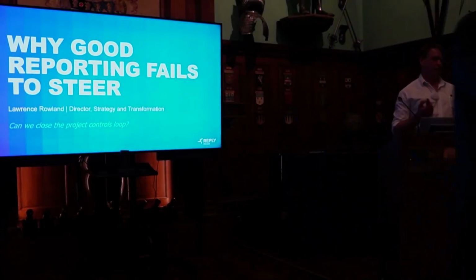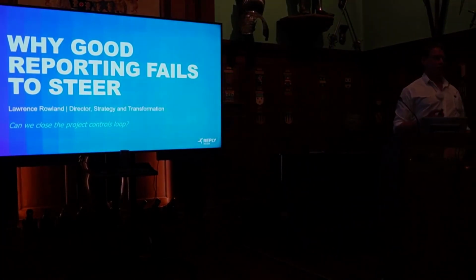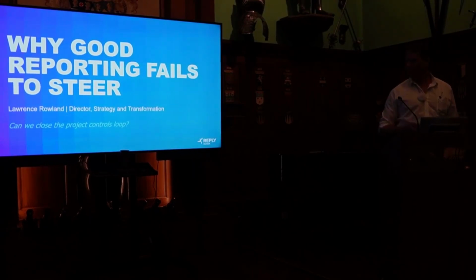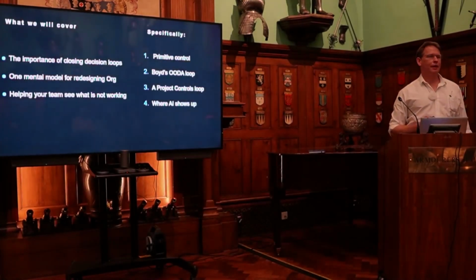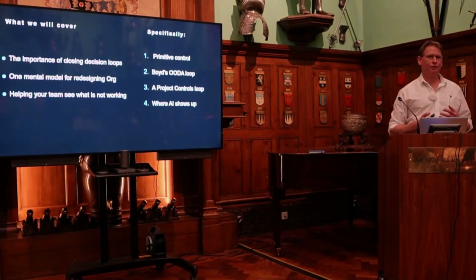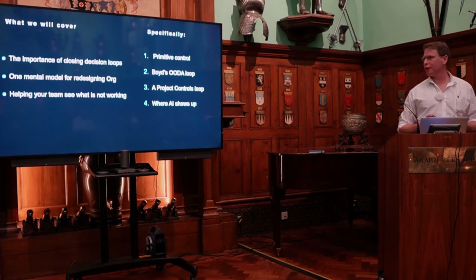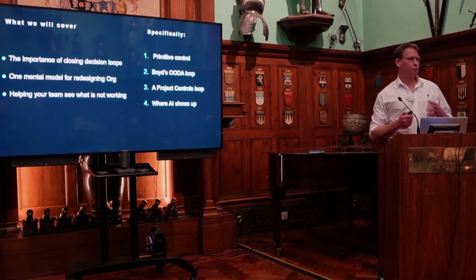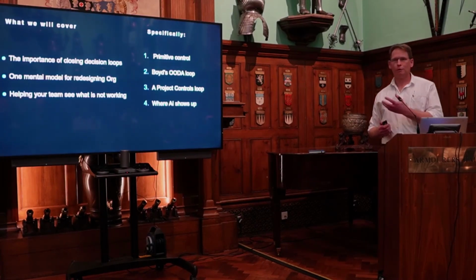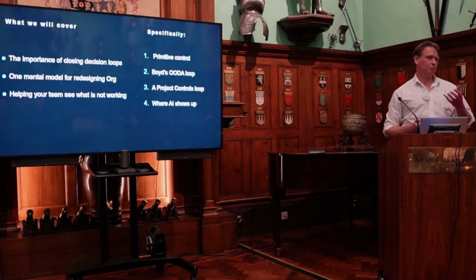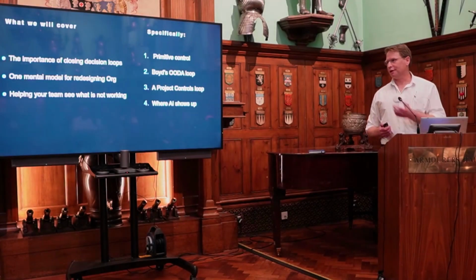So why do we so often have good reporting, but it does not actually, over time, improve project outcomes? We're going to look at just one way of thinking about this, and crucially around how important it is to have decision loops and then make sure that those loops close. It's just one framework, but it's useful because it helps you to diagnose what's going on, and it's also a useful way to motivate your team to explain why you think it's not working.